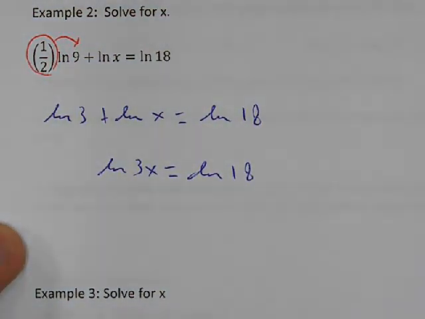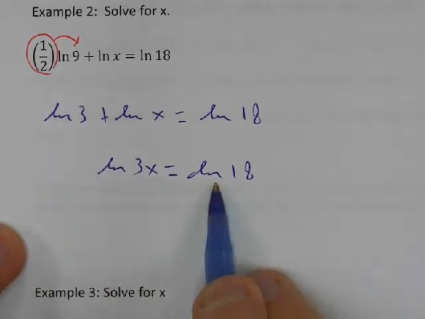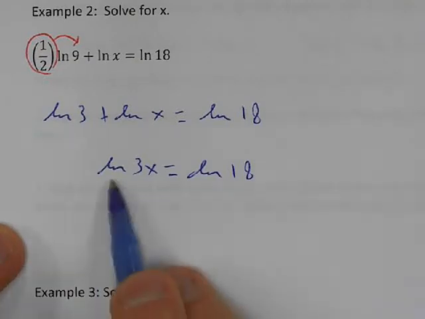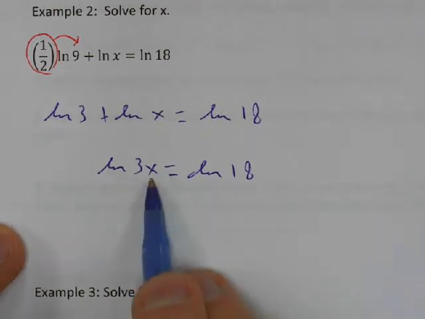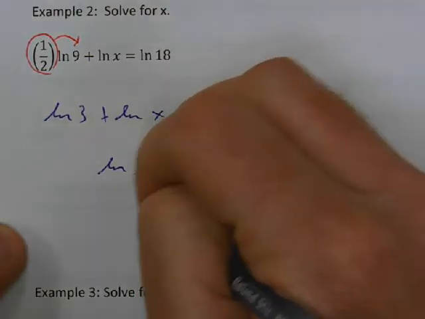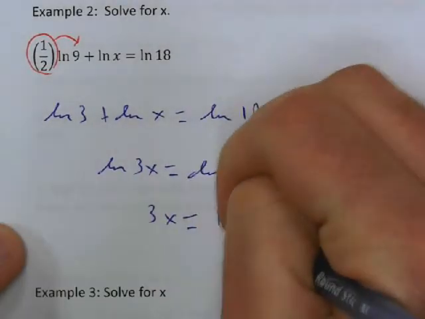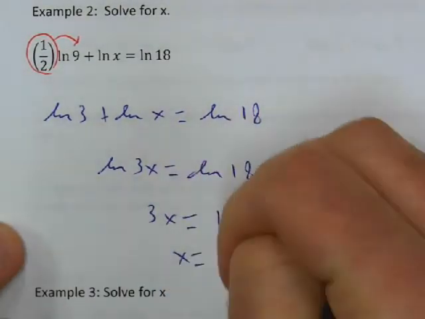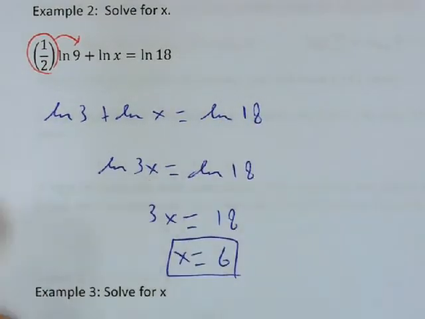And now that I've got the natural log of something equals the natural log of something, now I can ignore the natural log part. Again, I don't cross them out. I don't cancel them. We don't divide by a natural log. That's not a thing. We can just ignore the natural log part because I know that this part has to equal that part. I know 3x has to equal 18. So divide both sides by 3, we get x equals 6. Okay, so then there's our answer.